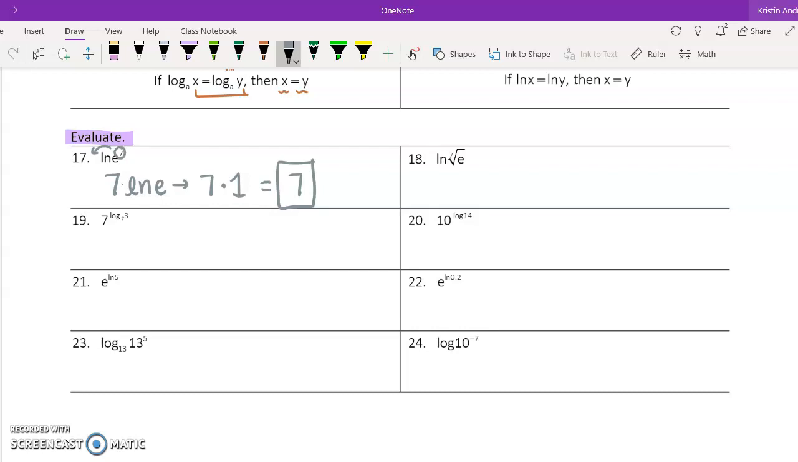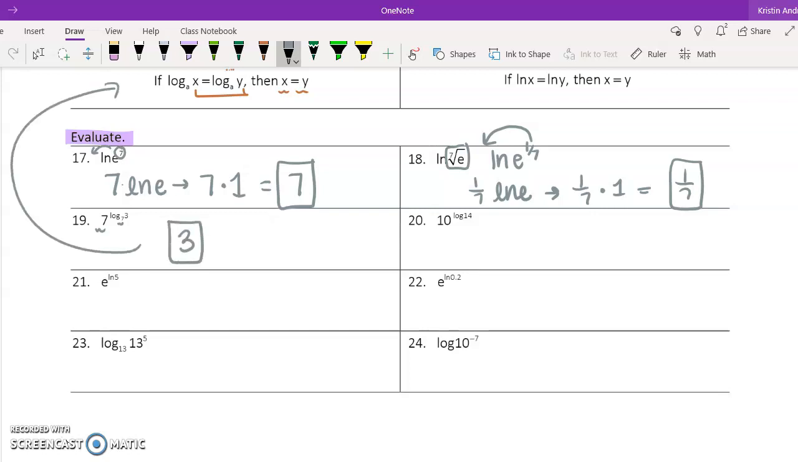All right, number 18 is ln of, and then this right here is e to the 1/7 power. Again, bump that up front. 1/7 ln of e. What's ln of e? That's just a 1. Put a 1 there. So that's just 1/7. Here we have 7 to the log base 7 of 3, this is just going to be 3, and that's from this property right up here.